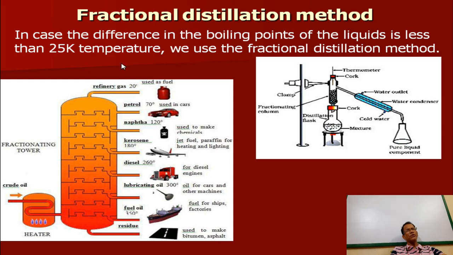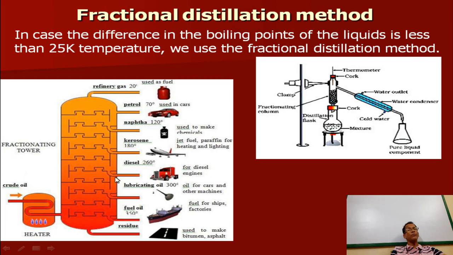So when the mixture of liquids is heated, then at different fractions it will be collected. You see, it is a fractionating tower containing petroleum. Petroleum contains different types of liquids, different components like kerosene, petrol, diesel and naphthalene, that is LPG. So many different hydrocarbons are present in the petroleum. When the petroleum is heated, different components get separated in different fractions.